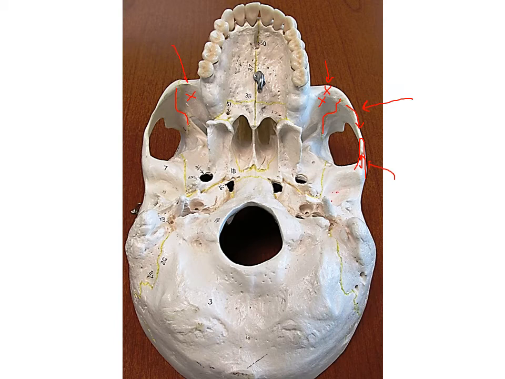So the three parts of this little ridge, I'm going to do this on the left side. The first one is the zygomatic process of the maxilla. The second one is the temporal process of the zygomatic bone. And then the third and last one is going back to the zygomatic process of the temporal bone. And I know that's kind of confusing, and I'm sorry it's like that.